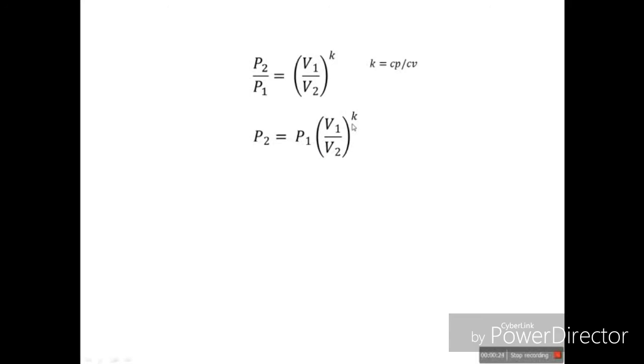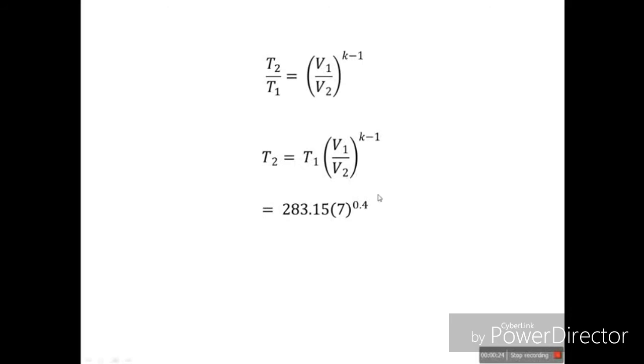Substituting these values, we have P2 is equal to 100 kilopascal multiplied by the compression ratio 7 raised to K, which is 1.4. Calculating, we have P2, which is 1524.5345 kilopascal. Then, for solving T2, we have the equation T2 over T1 is equal to V1 over V2 raised to K minus 1. So T2 will be equal to T1 times the quantity of V1 over V2 raised to K minus 1.